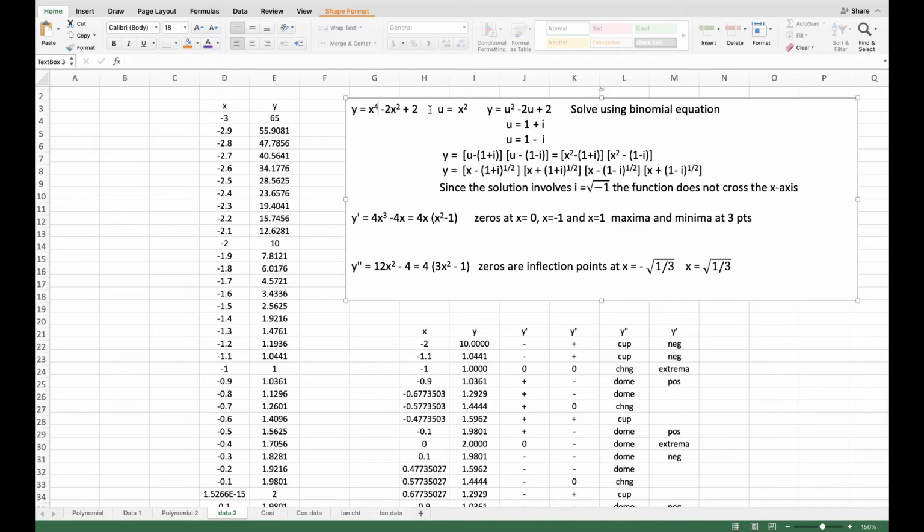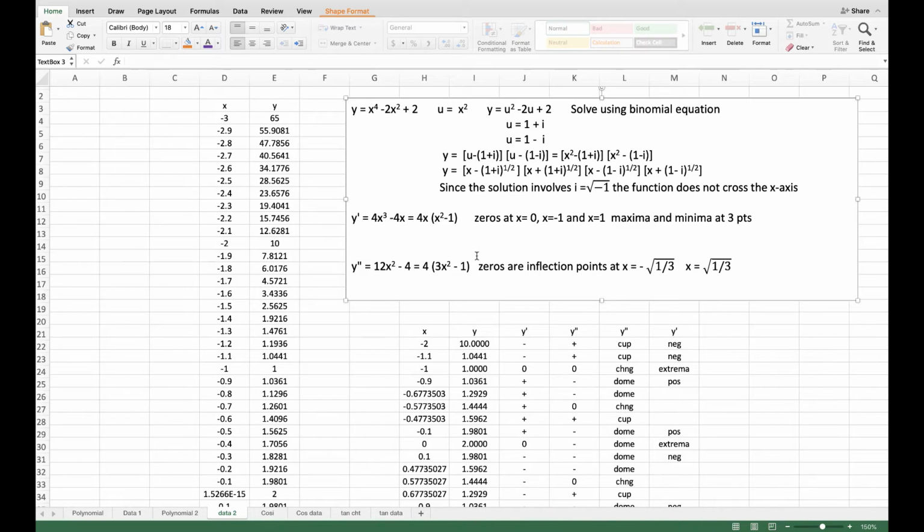But at certain points, we've got some interesting behavior, and that is because we found we have 3 extrema, maximums and minimums at these points. In fact, x equals 0, x equals minus 1, and x equals 1. So at least they made that nice and easy for us.